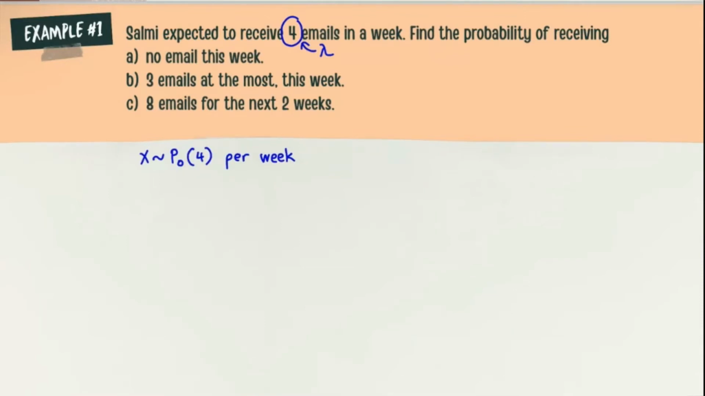Okay, so let's look at question A. Find the probability of receiving no email this week. Okay, so this week tu maksudnya dalam 1 minggu jugalah. So kita masih lagi dalam situasi yang sama, period yang sama in 1 week. So no email merujuk kepada P of X equals to 0. So tadi apa formula dia? Formula bila P of X equals to r adalah e to the power of negative lambda multiplied by lambda to the power of r divided by r factorial.